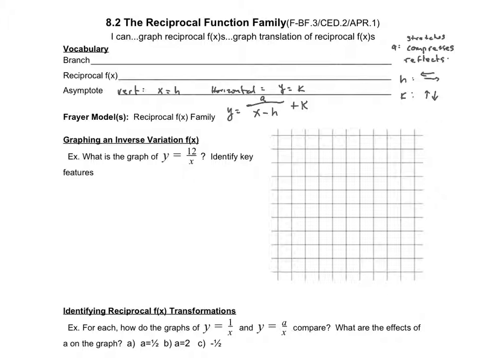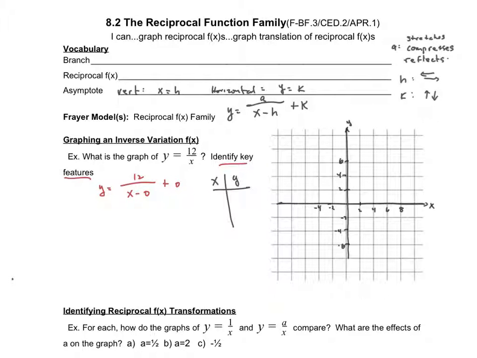So as I take this first example, let's put it into its translated form. It says y equals 12 over x minus h plus k. Now for x minus, there's nothing there, so that would be minus 0. And there's no k there, so that would be plus 0. Let's identify some of these key features. If I graph it real quick, I can just throw in some points here.